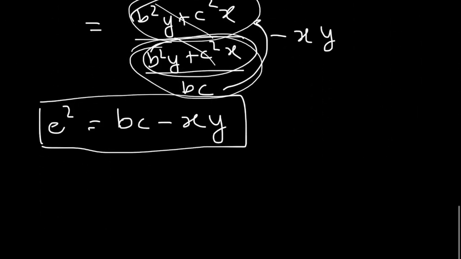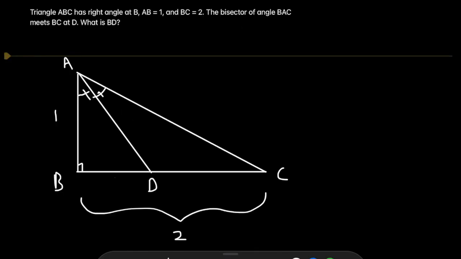So now that we have proven both parts of the angle bisector theorem, let's go ahead and get into some examples to see how we can actually apply the angle bisector theorem in some contest problems. Okay, so let's take a look at the first example. This first example is from the 2009 AMC 10B, problem 20. We have a triangle with a right angle at B. We're given that AB is equal to 1 and BC is equal to 2. And we want to find BD.